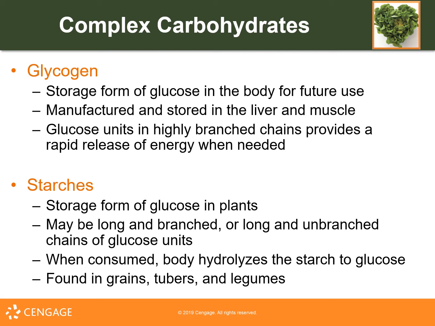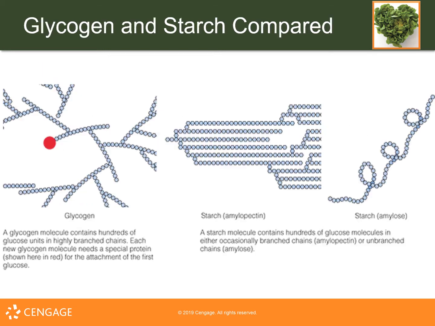Starch is the stored form of glucose in plants. It may be long and branched or long and unbranched chains of glucose units. We'll see an example of this on the next slide. When consumed, the body hydrolyzes the starch to glucose. You can find these in grains, tubers, and legumes.